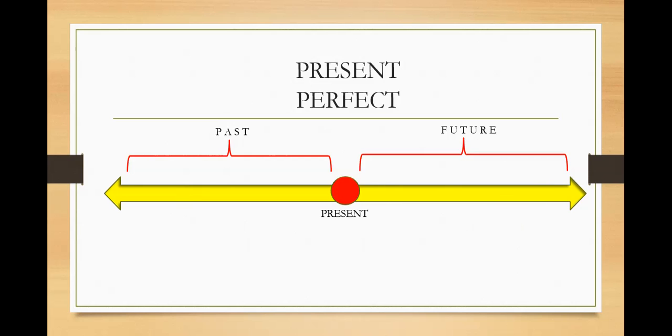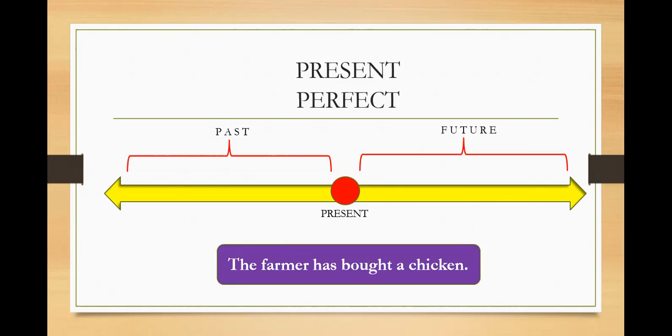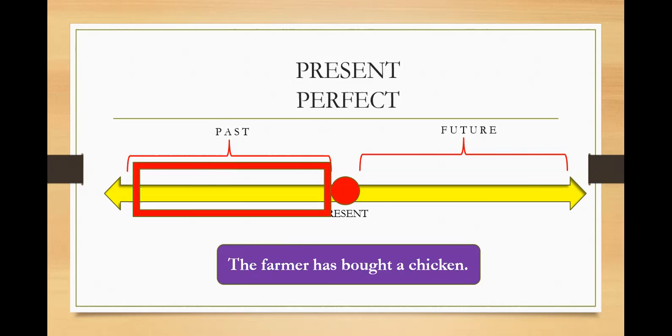Now we come to it, present perfect. The farmer has bought a chicken. It's not in simple past, so it can't be with a specific point in the past, but it is something that is finished before the present. Technically, present perfect is something that is done in the past. It's finished in the past, but with no specification. That's the important part. There is no specification of when this action was done. There are no specifics.